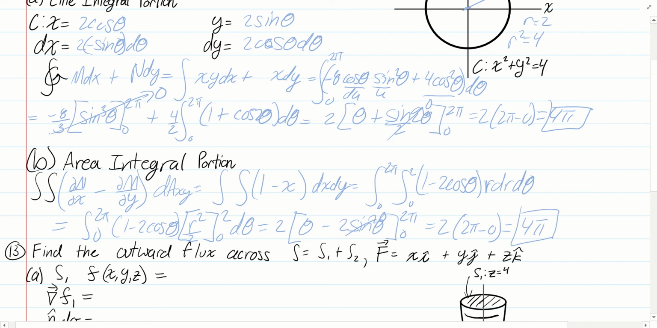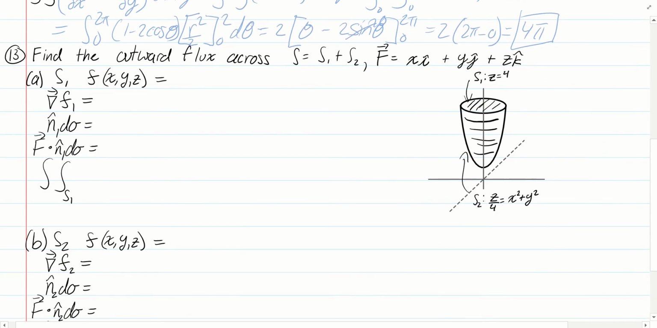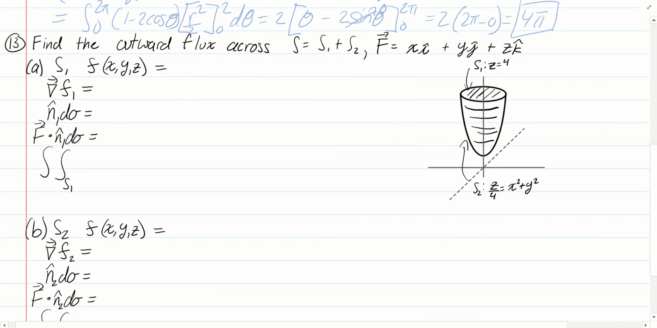All right. So now I need to find the outward flux across S equals S1 plus S2, where F equals x i plus y j plus z k. So F of xy for the first surface, which is z equal to 4, which is also coincidentally the answer. Because again, we want to make sure that our n hat is in the right direction. So n hat here is going to go straight up, so we need to make sure that z is positive.